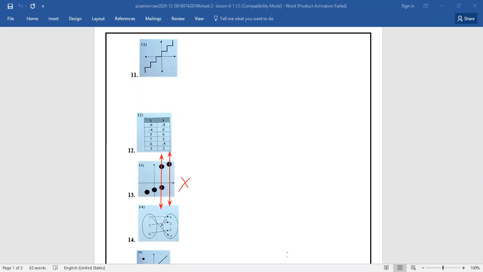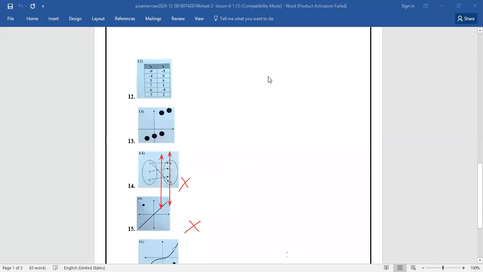What about question number 14? (3, 4), (3, -4). Stop. Why? Because 3 has 2 images. So this one will not be a function, because we have elements that appear or are connected more than one time.